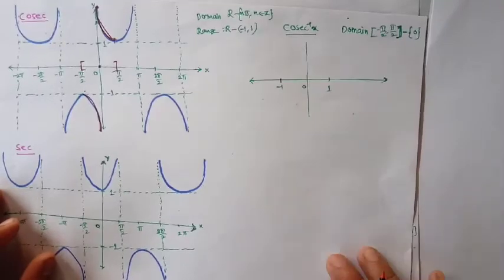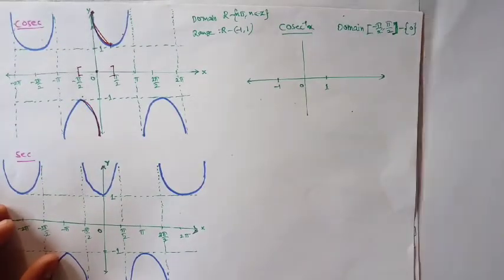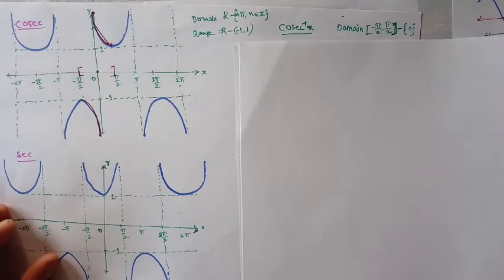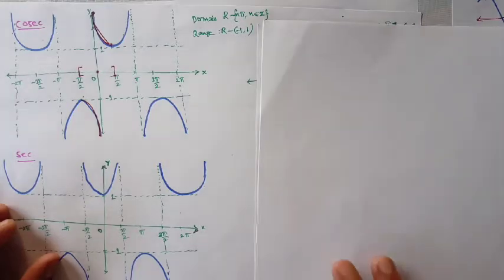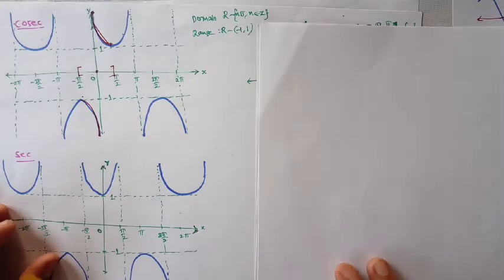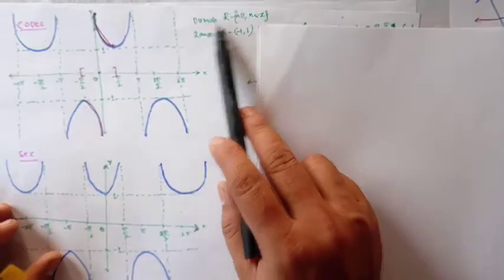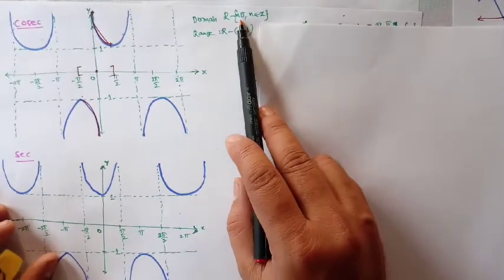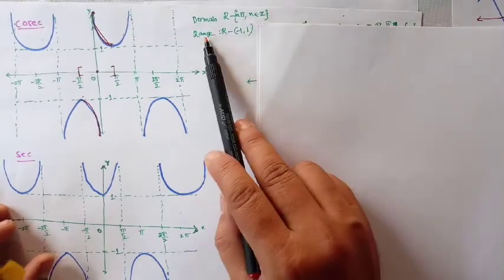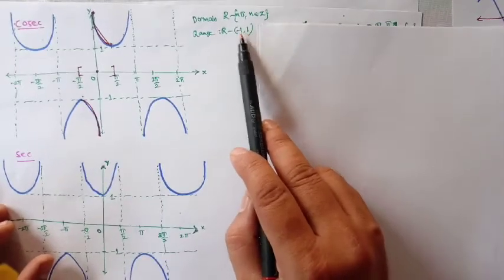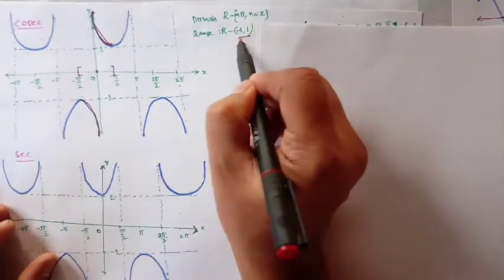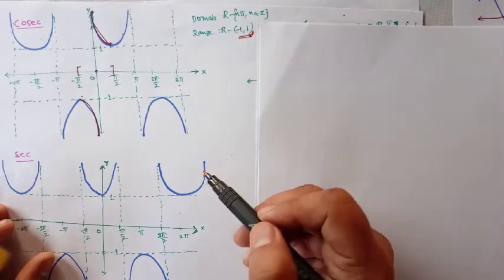Now coming to the next, cosec. The domain of cosec is R minus n pi, n belongs to Z, and the range is R minus the open interval minus 1 comma plus 1.